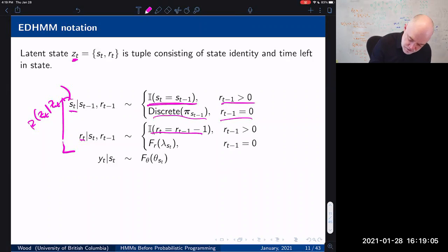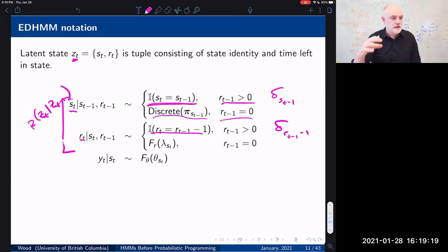Let's rewrite that as Dirac of R t minus 1 minus 1. That's what the distribution here is. And this one is Dirac of S t minus 1. So if the remaining duration is greater than 0, you just count down. Otherwise, when the countdown timer is 0, you look at the new state that you've generated, and then choose an amount of time to remain in that state. And then the observation distributions are exactly the same as before.